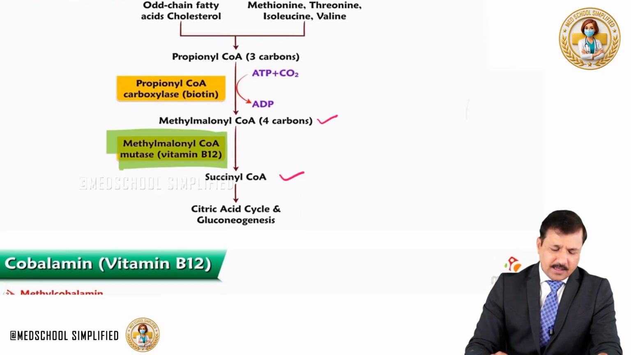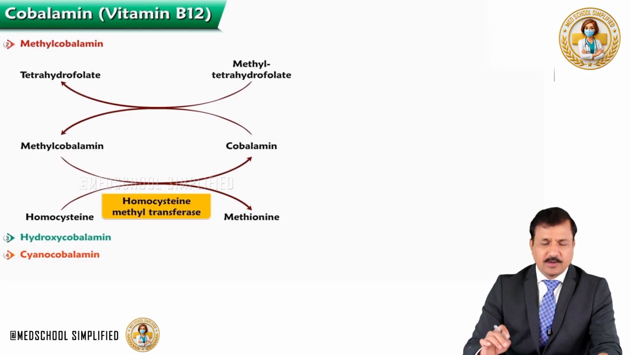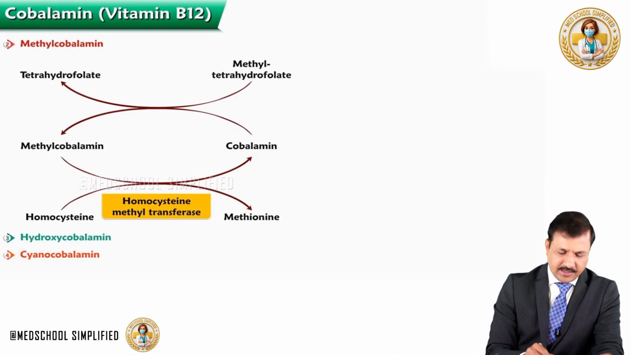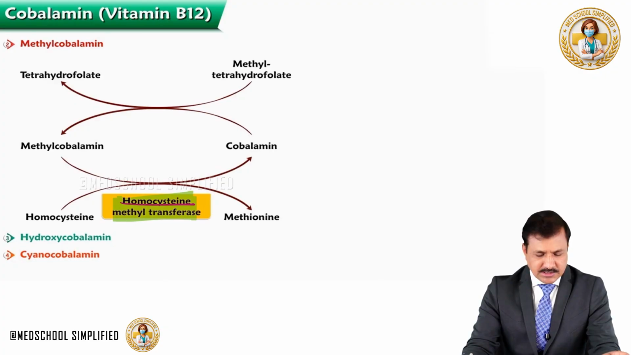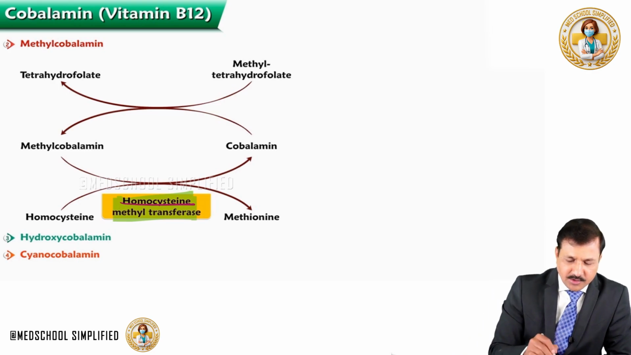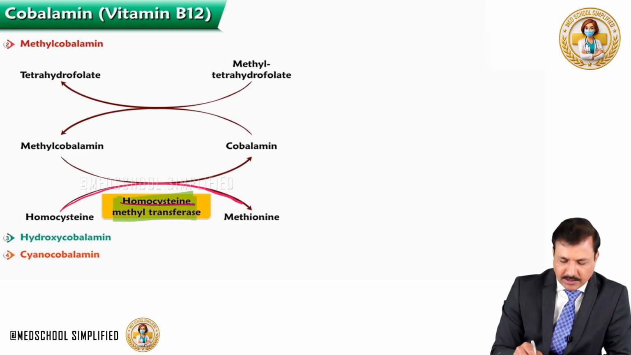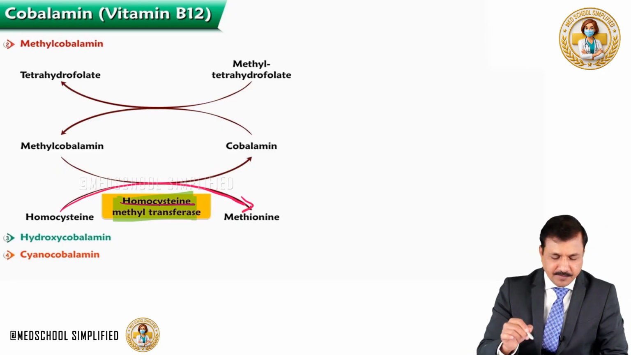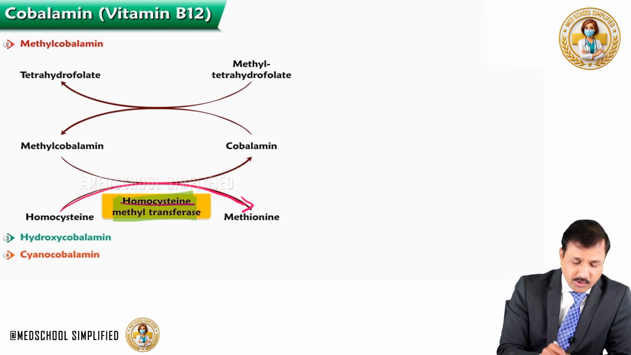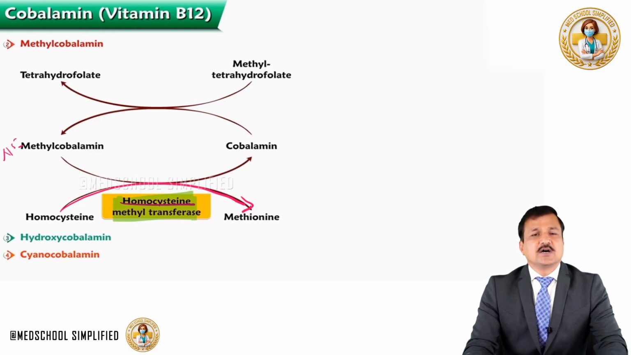And now, methylcobalamin, role of methylcobalamin. Methylcobalamin is needed for an enzyme called homocysteine methyltransferase, which is also referred to as methionine synthase. This homocysteine methyltransferase is involved in the conversion of homocysteine into methionine. As you see here in the reaction, homocysteine is methylated to become methionine, and the methyl group donor here is N5-methylcobalamin.